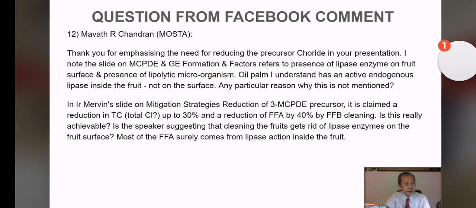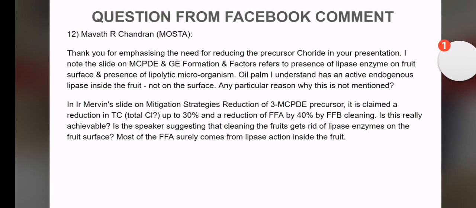Then in Mervin's slide on mitigation strategies, reduction of 3-MCPD precursor, it is claimed a reduction in total chloride, TC. The question is total chloride up to 30% and by 40% FFA cleaning. Is this really achievable? Is the speaker suggesting cleaning the fruits gets rid of lipase enzymes on the surface? Most of the FFA surely comes from this action inside the fruit. I think it's your question then, Mervin.